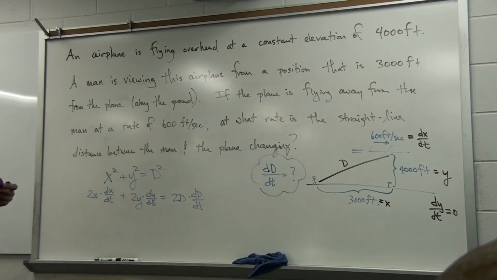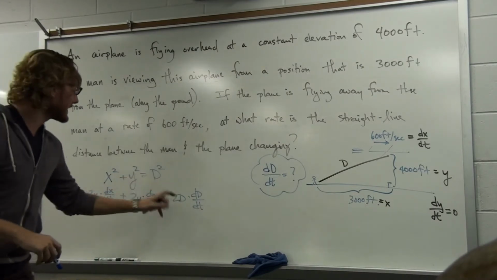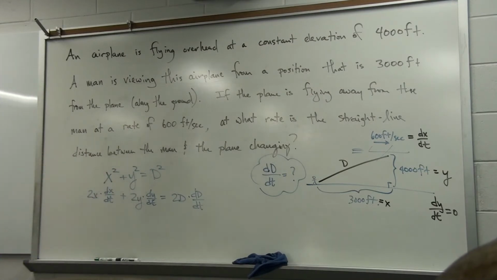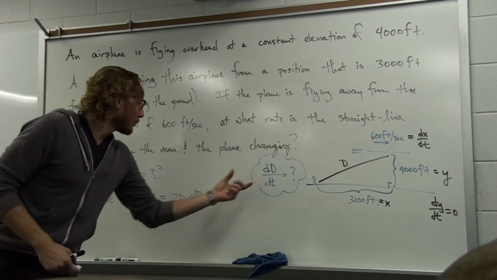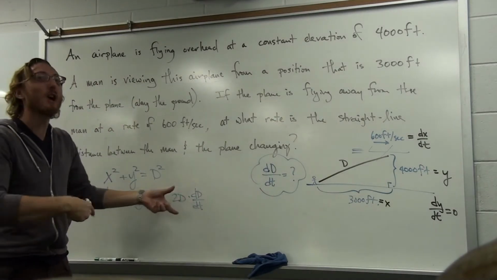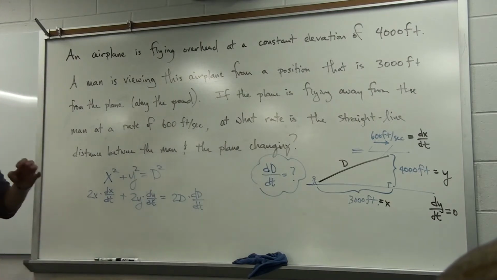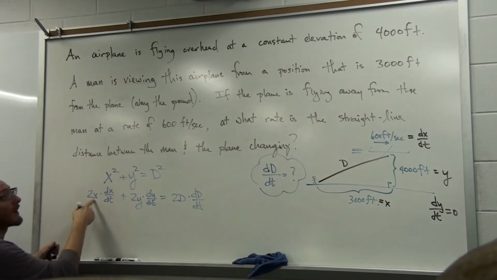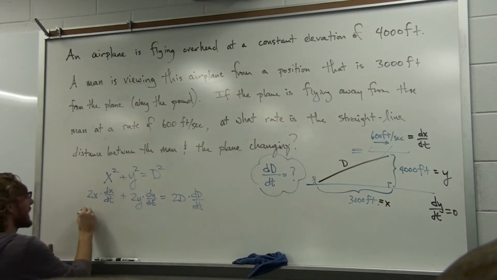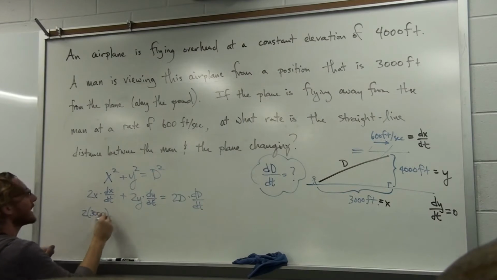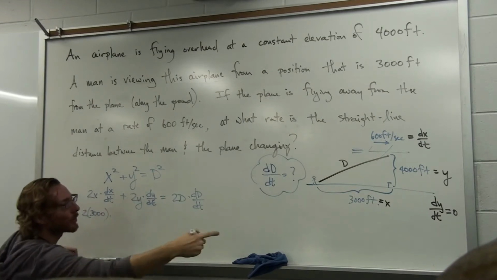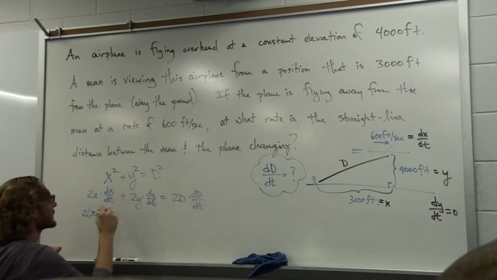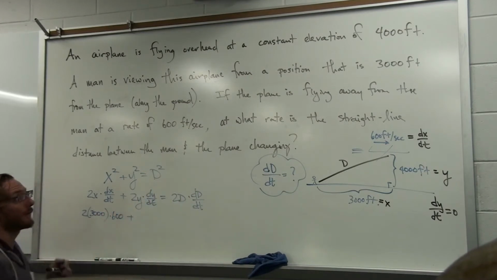Okay, here is our expression now involving our dd, our dy, and our dx. Let's plug in what we know to try to figure out what we don't. We want dd over dt to be the only thing in our expression which is not a number. So let's start plugging in. We've got a 2, what is x? x is 3,000 feet. What is dx dt? That's how the horizontal measure is changing. The horizontal measure is changing at a rate of 600 feet per second. That's how fast the plane is zooming along.